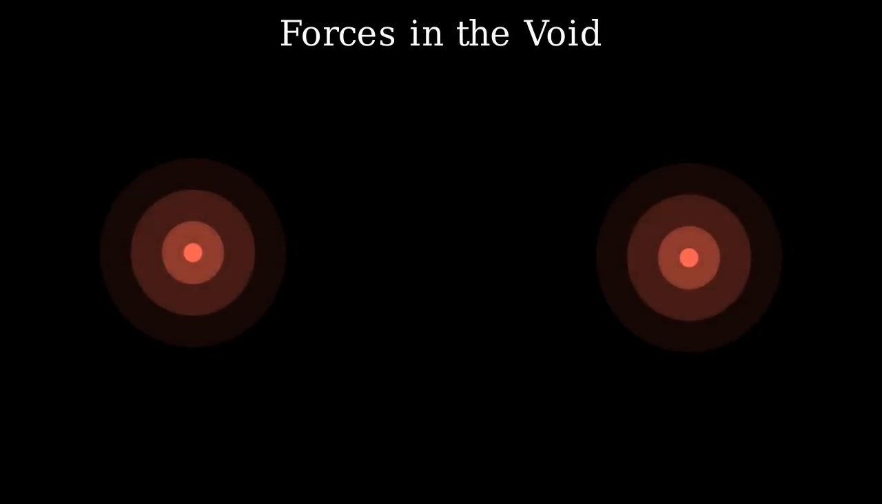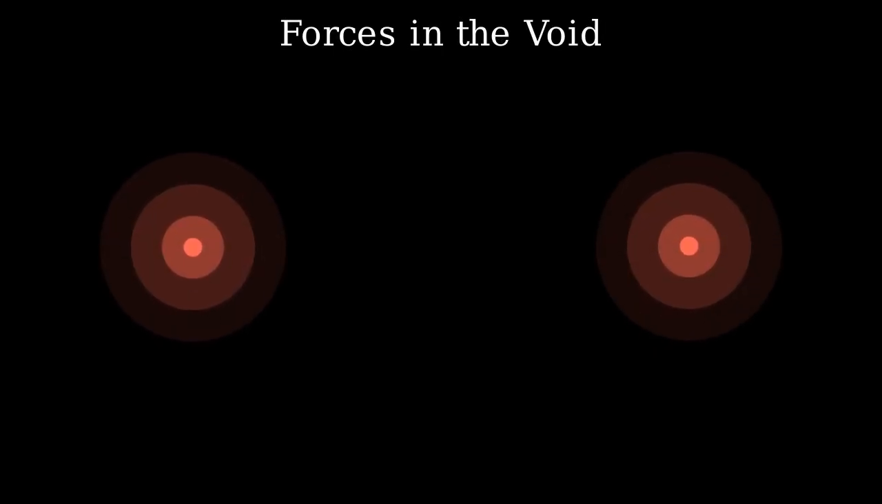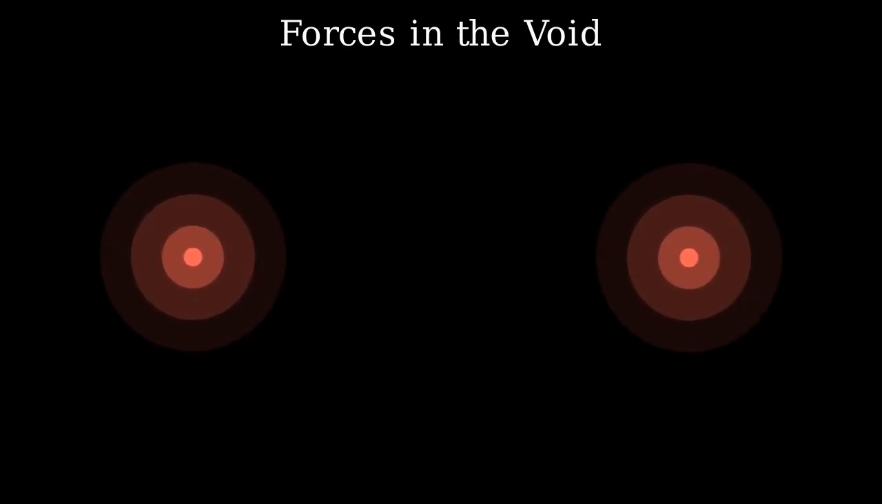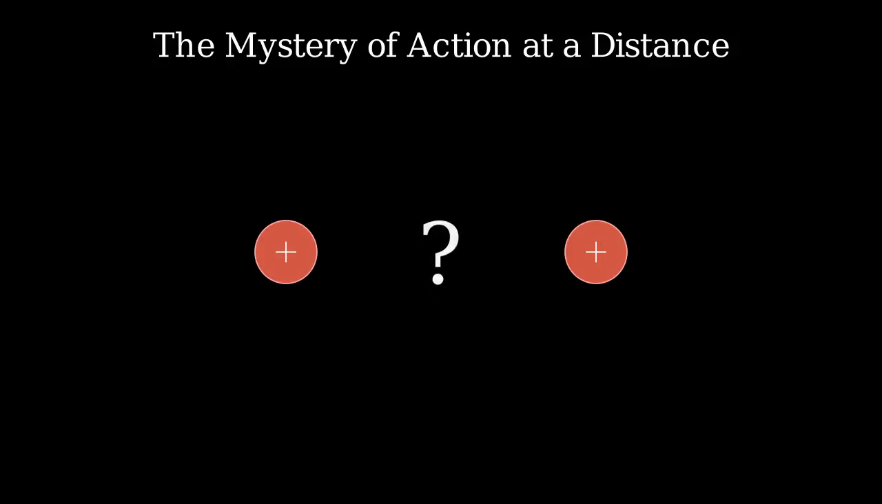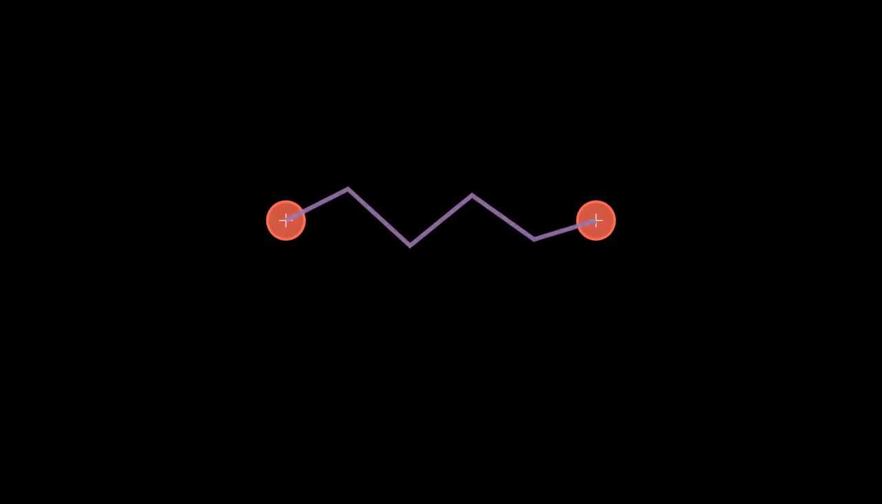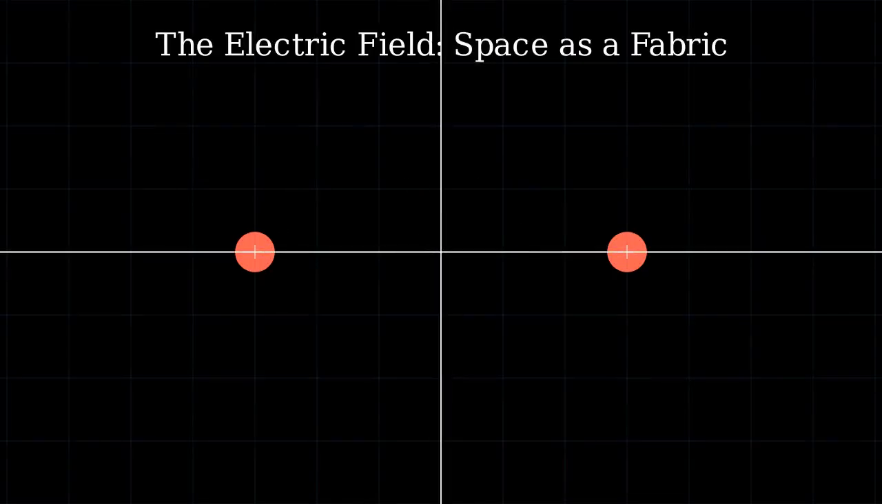Imagine two protons floating in the deepest, darkest void of space, completely separated. If one moves, the other reacts, but how? They aren't touching and there are no strings attached. It's easy to think they communicate instantly like magic, but physics doesn't allow magic. It requires a mechanism. The answer is that space isn't empty.